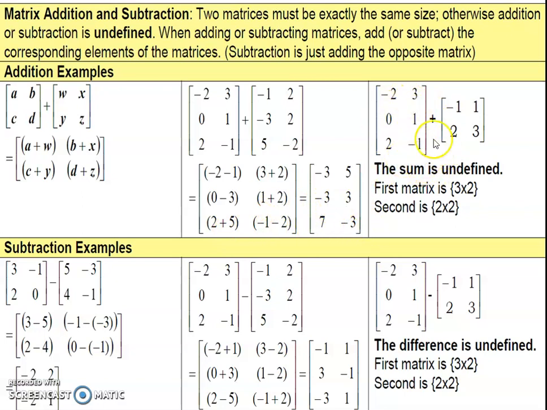Now we have to check the order of these matrices. They look different. Yes, check out. Minus 2 3 row number 1, 0 1 row number 2, 2 minus 1 row number 3. Minus 2 0 2 column number 1, 3 1 minus 1 column number 2. So the order of this matrix is 3 by 2. Second matrix, minus 1 1 row number 1, 2 3 row number 2; minus 1 2 column number 1, 1 3 column number 2. So the order of this matrix is 2 by 2. So we can't add the matrices because they have different orders, 3 by 2 and 2 by 2.